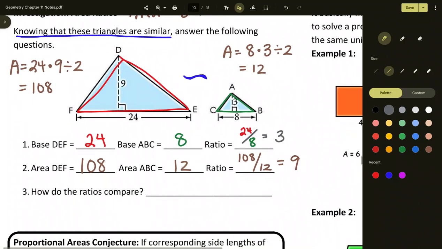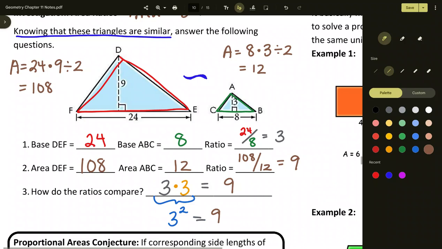So if I'm looking at these ratios, I can see that the 3 compared to the 9 is actually multiplying by itself, by another 3. So here I have 2 3s, or 3 squared, to get that value of 9.